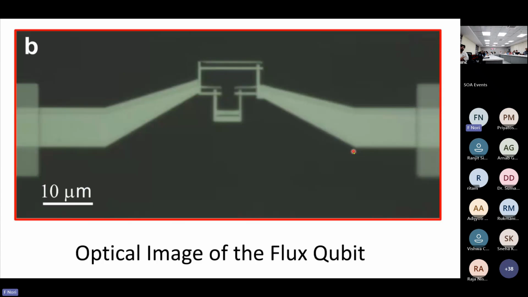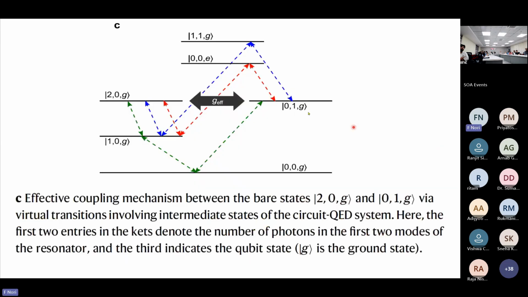This is how it looks. It's on the order of 10 microns or so. This is the optical image of the flux qubit. And then you're trying to couple this with this. You cannot do it directly. You need to do it indirectly. And how do you do that?